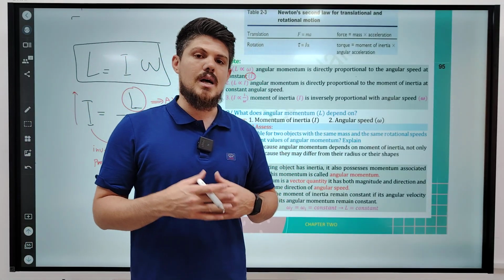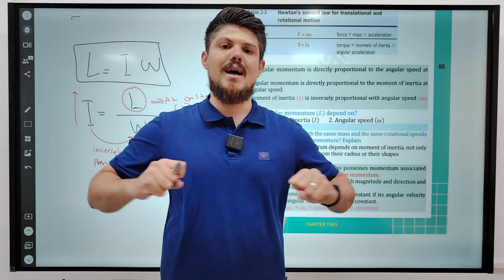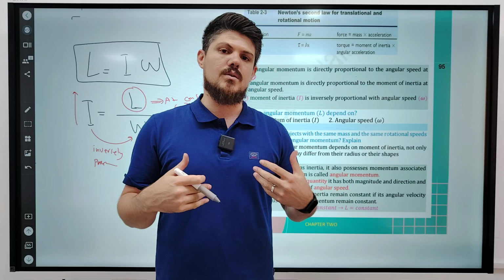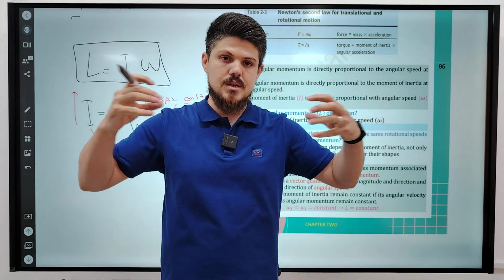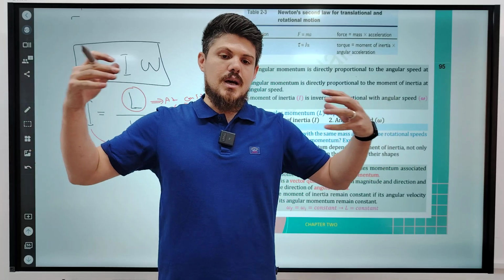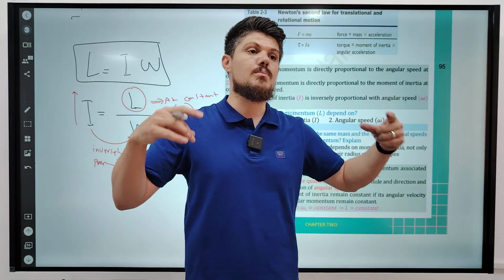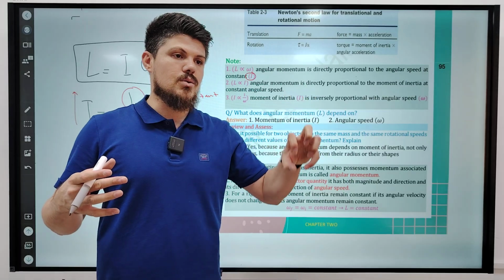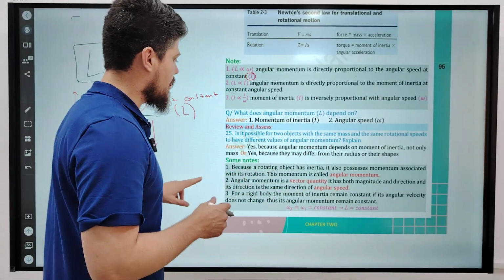For example, take an ice skater. When the skater extends his hands and feet away from his axis of rotation, what happens to the radius? It increases. When the radius increases, the moment of inertia also increases. When moment of inertia increases, angular speed decreases, at constant angular momentum.